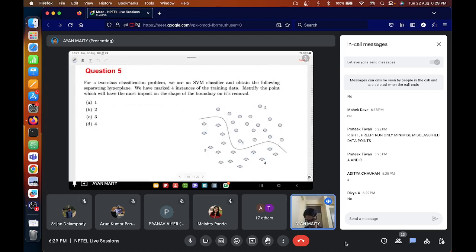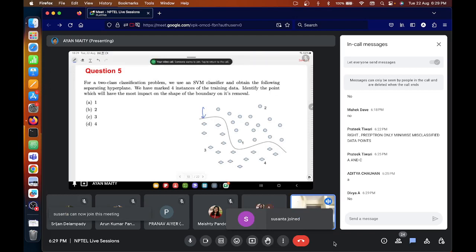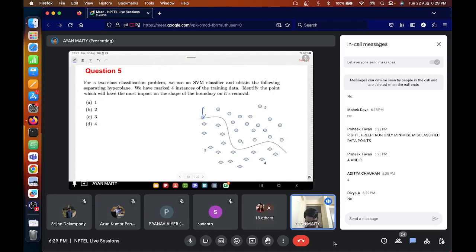So now question 5. For a 2-class classification problem, if we use SVM classifier and obtain the following separating hyperplane. So this is the separating hyperplane, and all these circles and rectangles you can see, these are all points. So these are two sets of points it shows, and we have marked 4 instances of the training data. So this 1, 2, 3, 4, these points or instances are marked. Identify the point which will have the highest impact on the shape of the boundary on its removal.